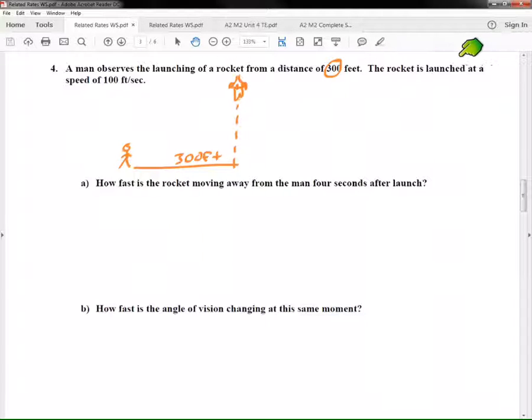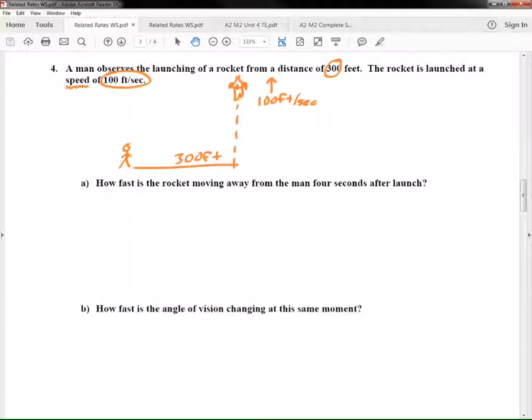The rocket is launched at a speed. Hey, in calculus, speed is a really important math word. That's known as a rate. If it said slope or rate, same thing. A speed of 100 feet per second. To represent that on my picture, I'll write 100 feet per second, and I'll put a little arrow saying that's the direction it's going.